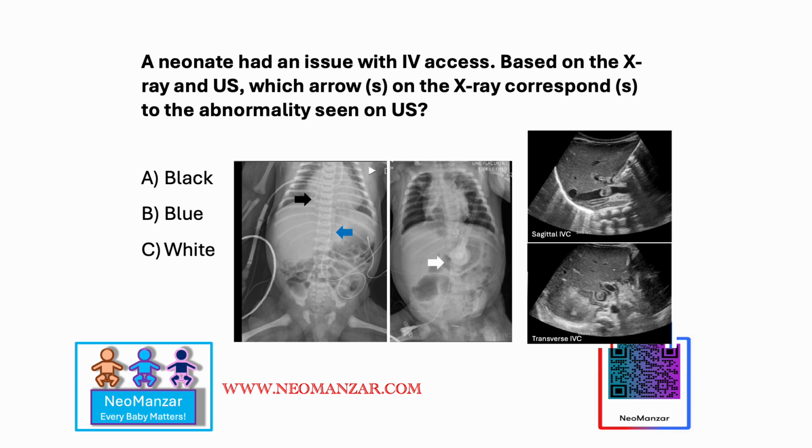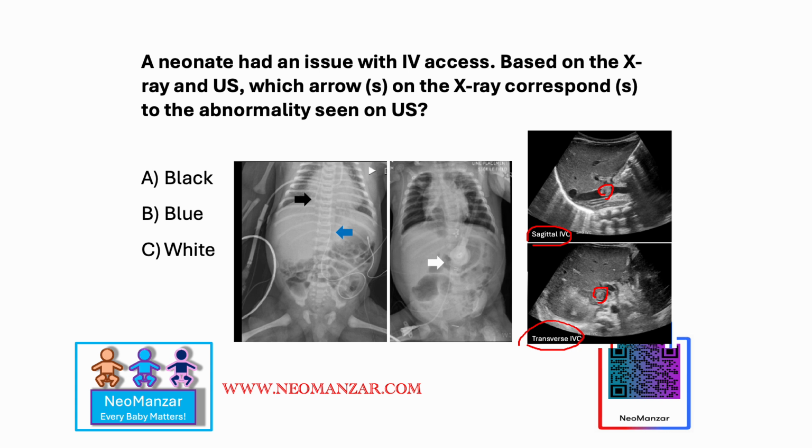So first let's start with the abnormality in the ultrasound. What you guys see here is the sagittal view of the IVC, and you can appreciate that there is a clot there. And on the transverse view you also see there is a clot there. So there is a clot. Now we have to go back and refer to which arrow was which.